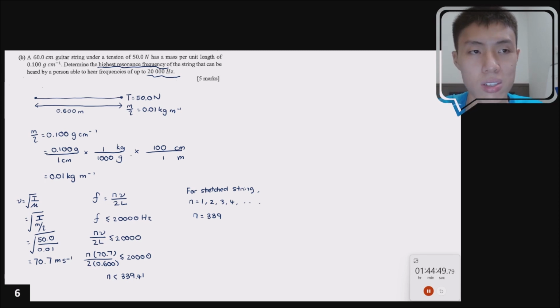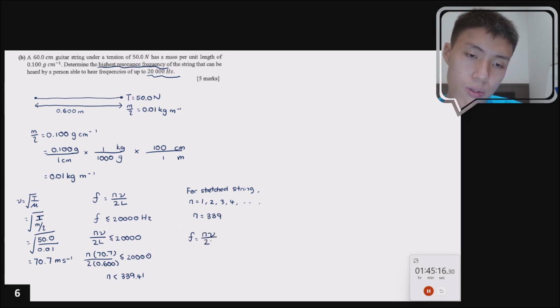If it's higher than 20,000, then the person we are considering is not able to hear the sound produced. So this should be the harmonic number, but they are not asking for the highest harmonic number. They are asking for the highest resonance frequency. So you have to go find this frequency. How do you find it? Frequency is nv over 2L for a stretched string. Now you're finding frequency max, so n will be your harmonic number max, which is 339.